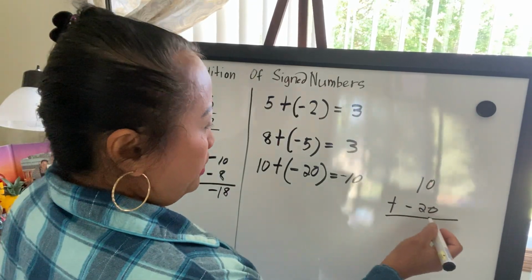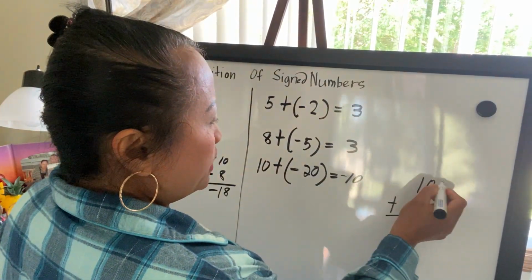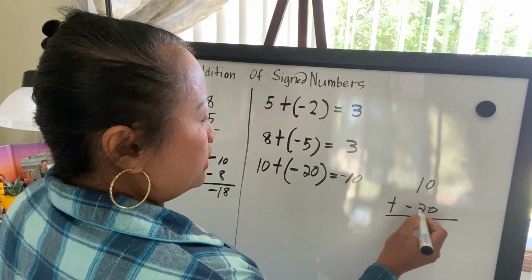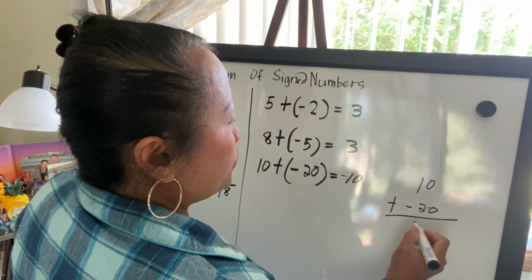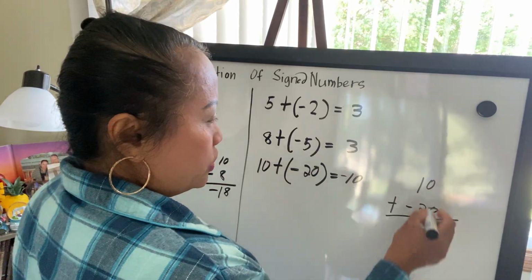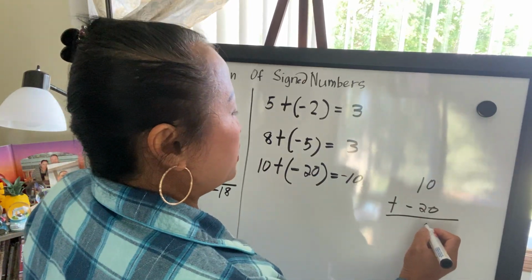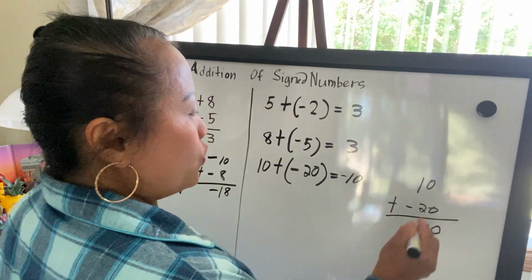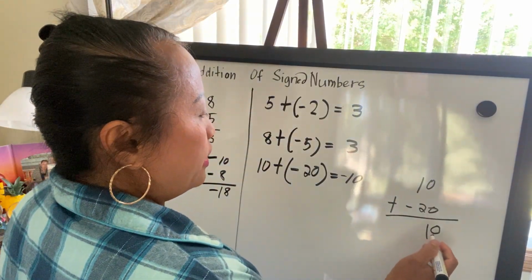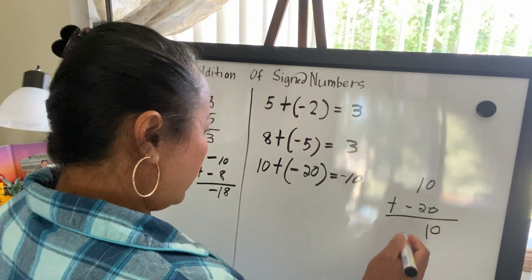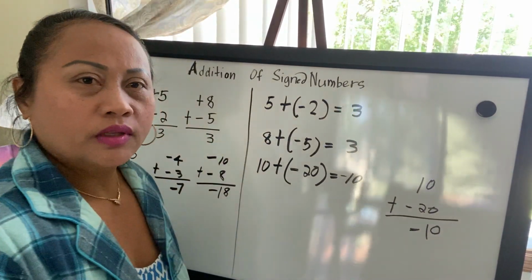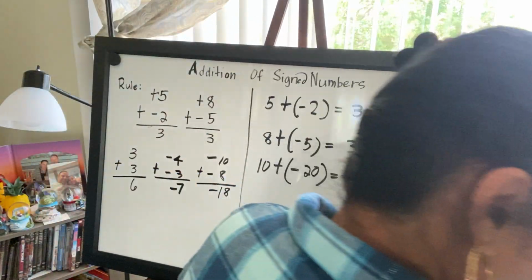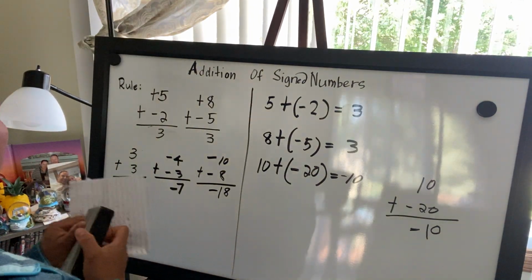And this can be written like this. Positive 10 plus negative 20. Since they are different signs, you have to find the difference. What is the difference between the two? So that is 10. So 20 minus 10 is 10. And then bring down the sign of the greater number, which is 20, negative. Okay? So, let's give more examples.